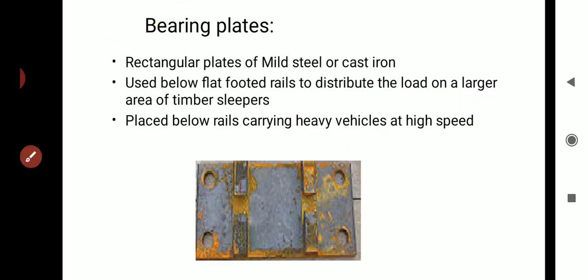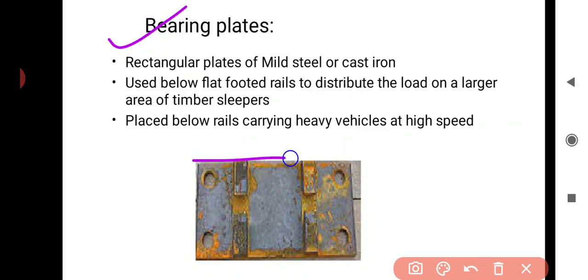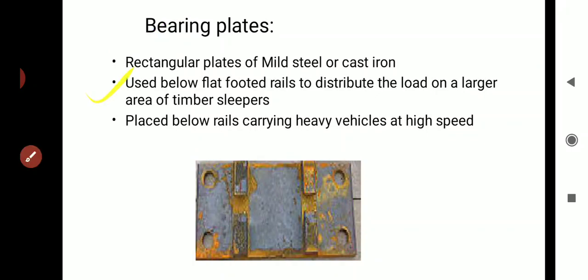The next come to bearing plates. These bearing plates are generally used to connect the flat-footed rails to the sleeper. These are generally rectangular plates of mild steel or cast iron. Here you can see this is the bearing plate, which is used to connect the flat-footed rails to the sleeper. It is used below the flat-footed rails to distribute the load on a larger area of timber sleeper, and these are placed below rails carrying heavy vehicles at high speeds.